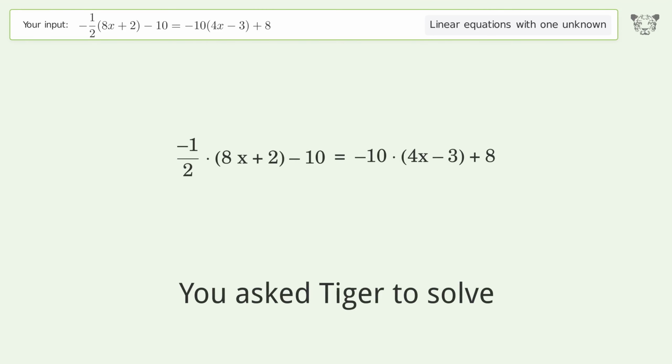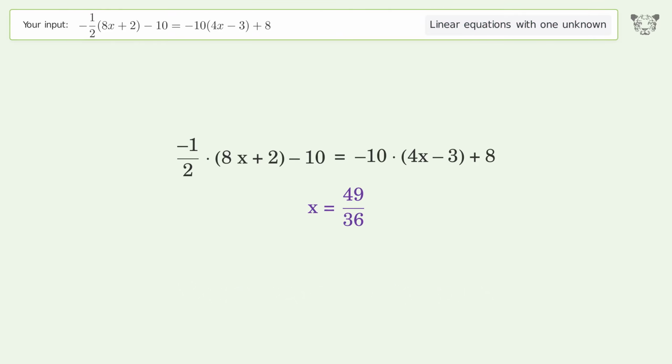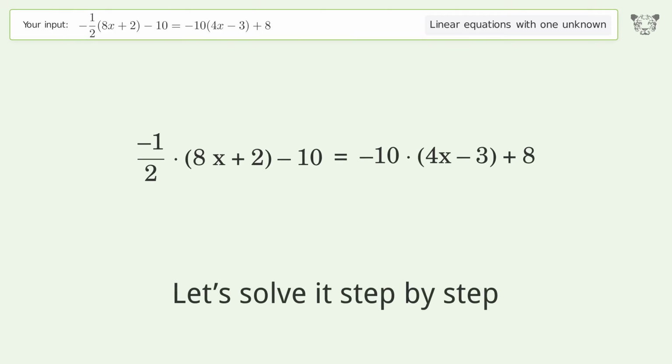You ask Tiger to solve. This deals with linear equations with one unknown. The final result is x equals 49/36. Let's solve it step by step.